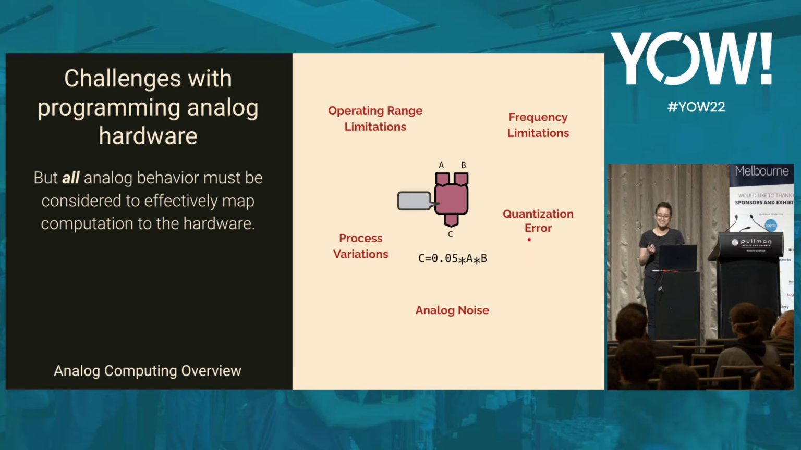And so what this means is that in addition to considering the function implemented by the block, you have to think about the operating range and frequency limitations imposed by the hardware. You have to think about the effect of analog noise on your computation. If you have any digitally settable values, you have to think about the effect of quantization error on your computation. And because we're using the analog behavior of transistors, and because transistors are subject to process variations, so fabrication variations that are introduced when you make the chip, you also have to think about the effect of fabrication on your computation. So there's a lot of other behaviors that we have to consider in addition to just trying to figure out how to compose together these blocks to implement our computation.